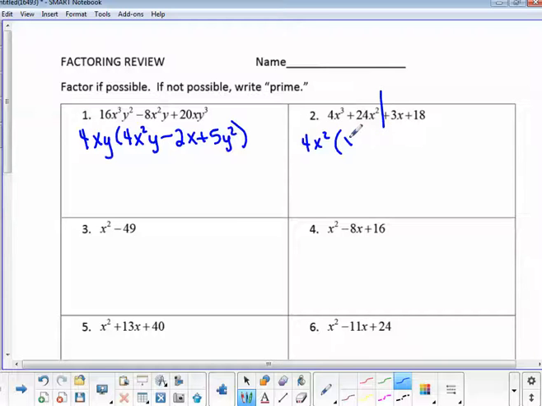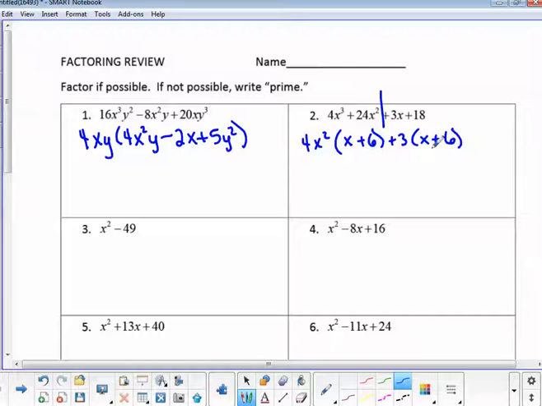4x squared times x would give you 4x to the 3rd. And 4x squared times 6 would give you 24x squared. Then you look at the second group. The second group has a common factor of 3, and they don't both have x, so you can't take x out. 3 times x is 3x, and 3 times 6 gives you the 18.